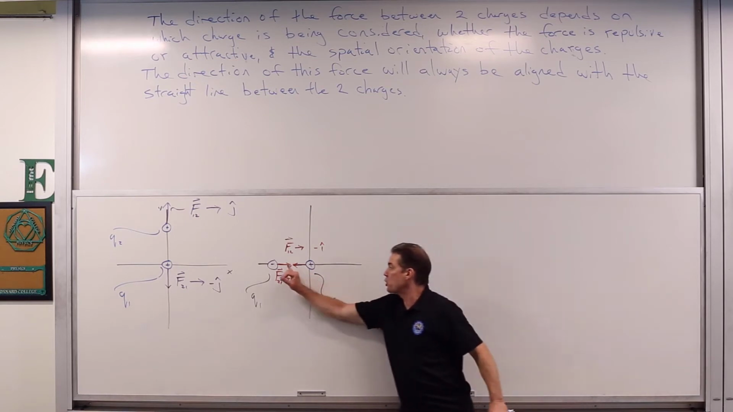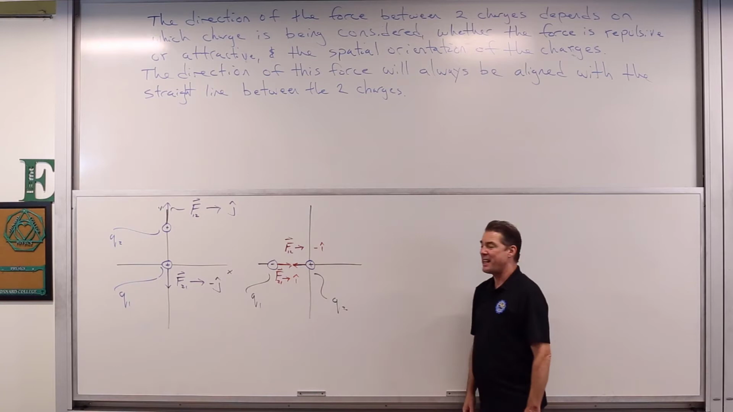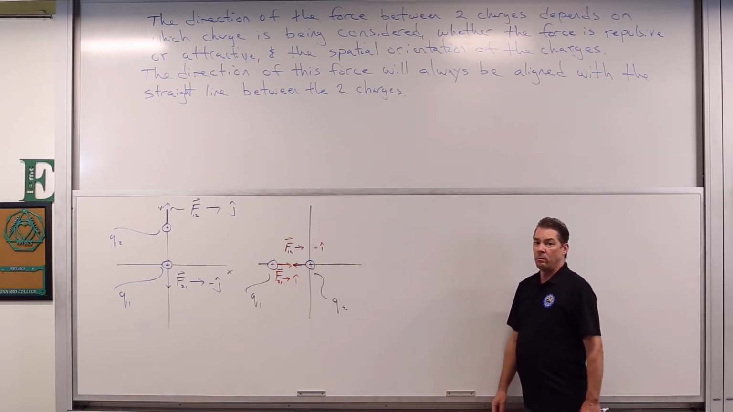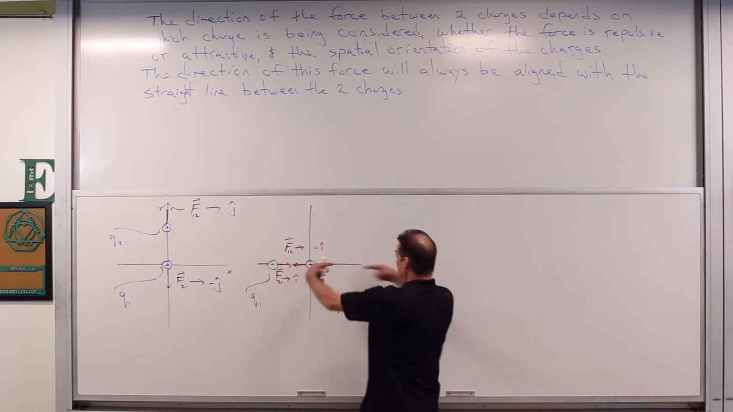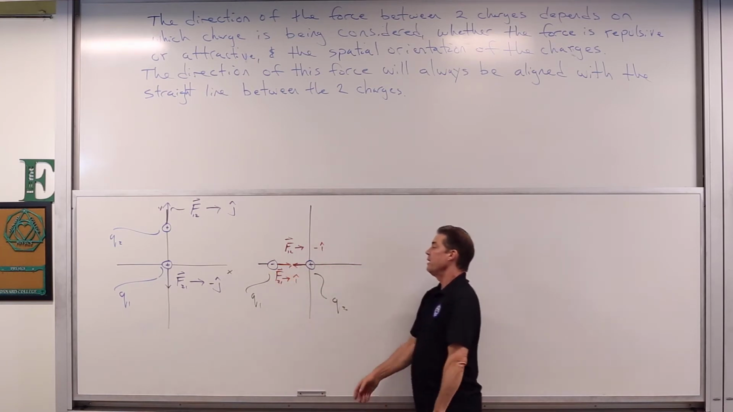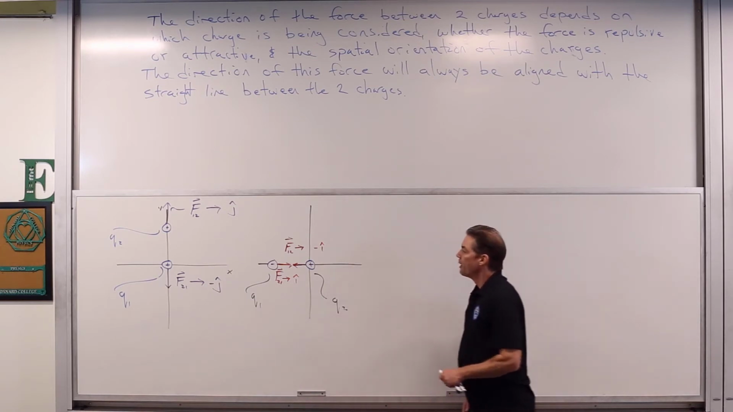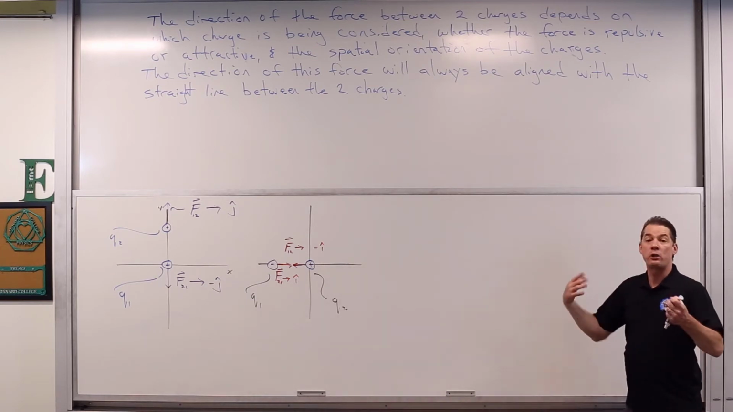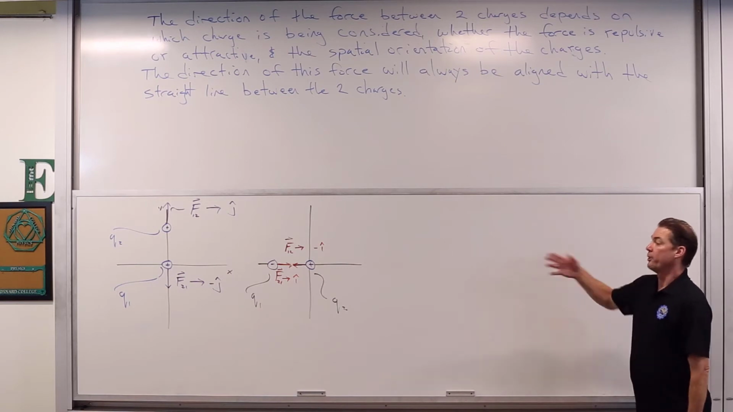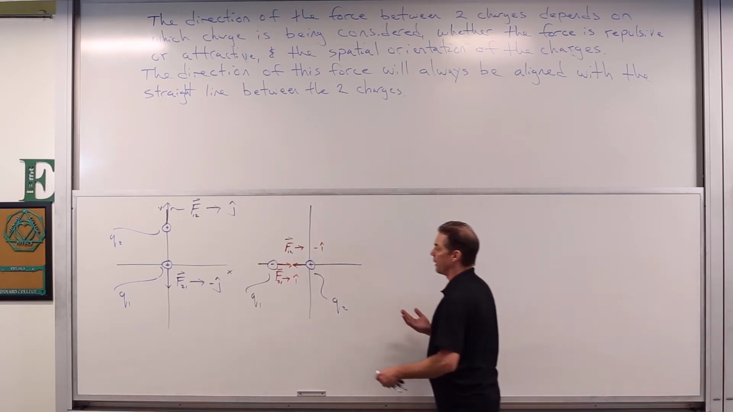What would happen if we switched the order of these? If we said that this was positive and this was negative? Well, we would still have that the forces would be this way. Negative I hat on this one, positive I hat on that one, but we've changed which one's which. So that'd be it. So ultimately, this is what you've got to be aware of. What are the charges being considered? How are they arranged with respect to one another?